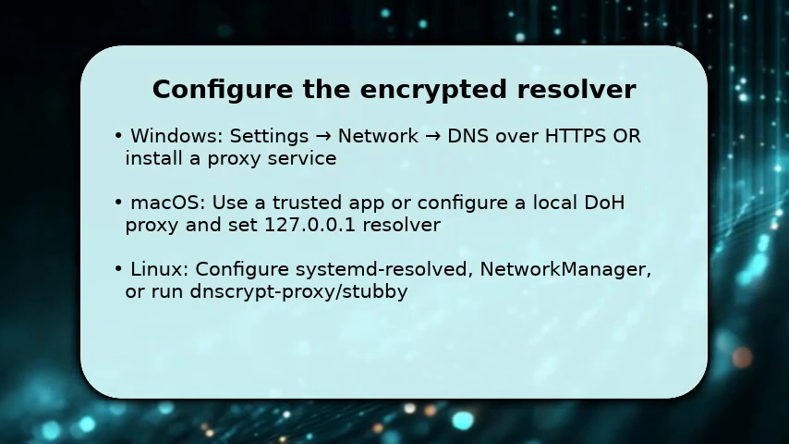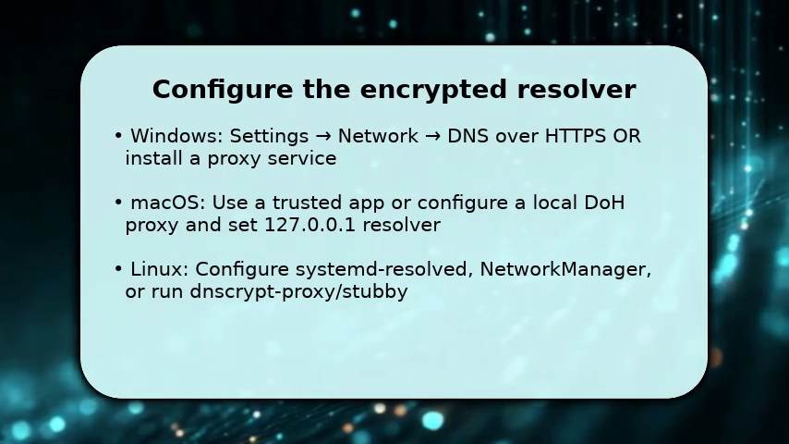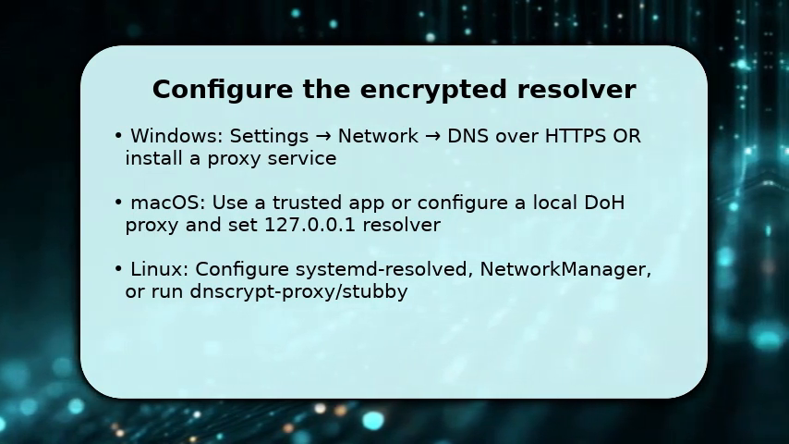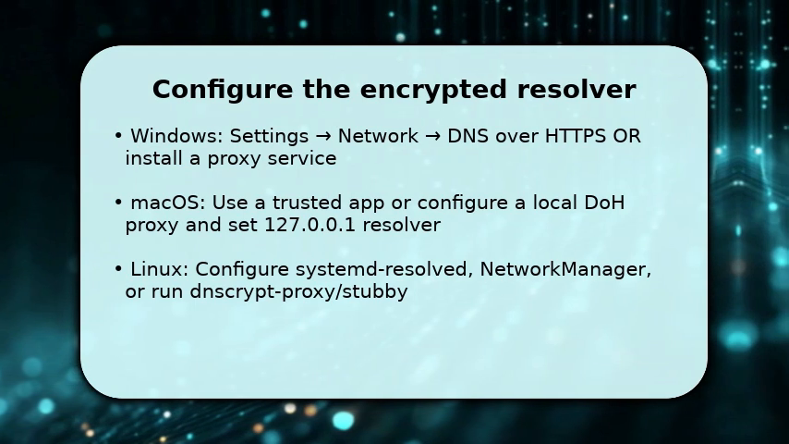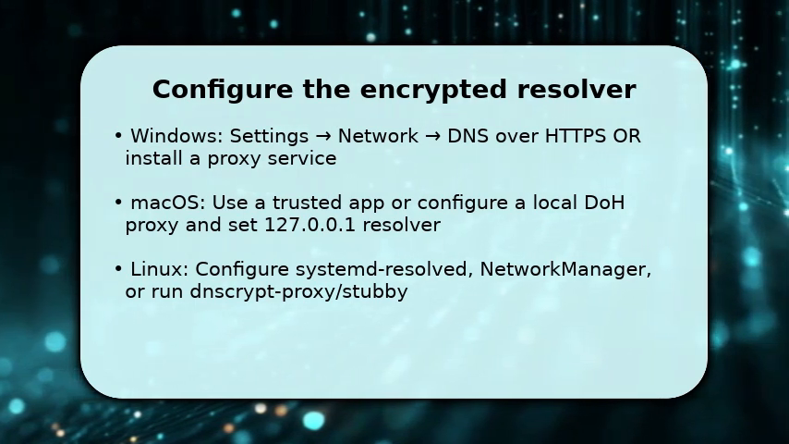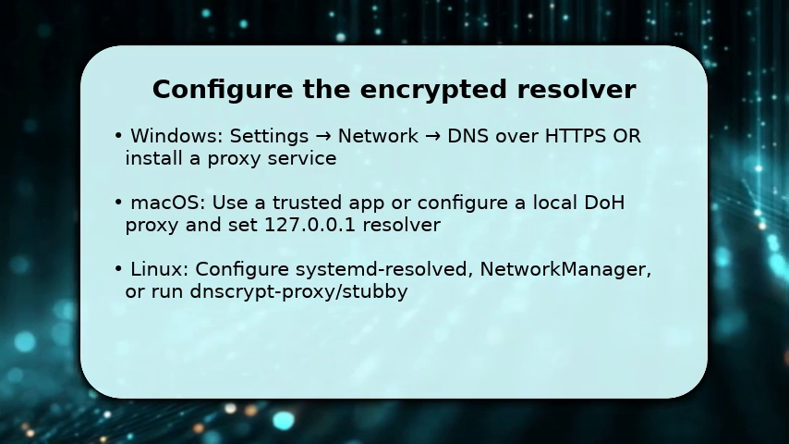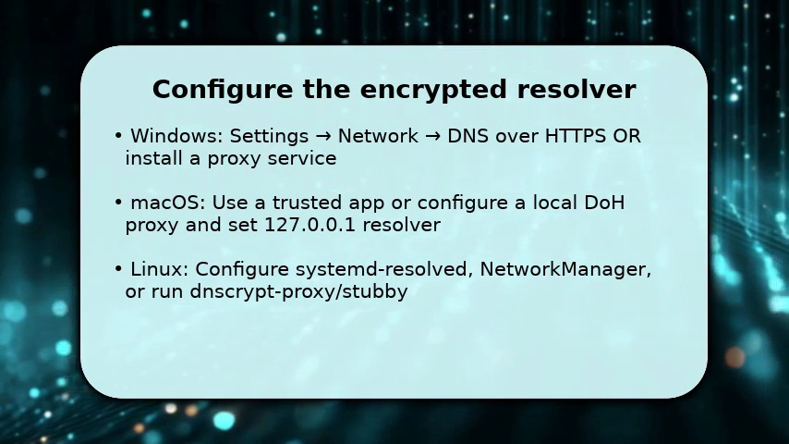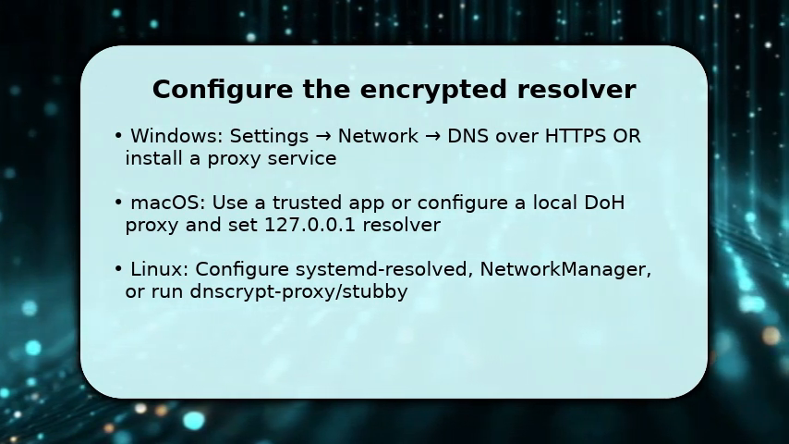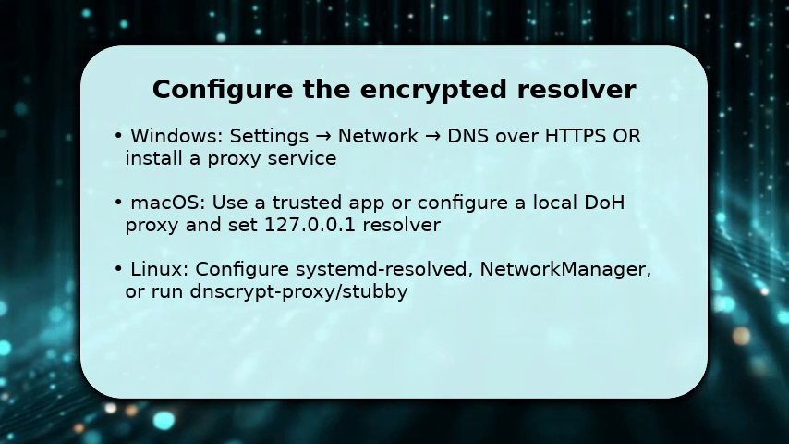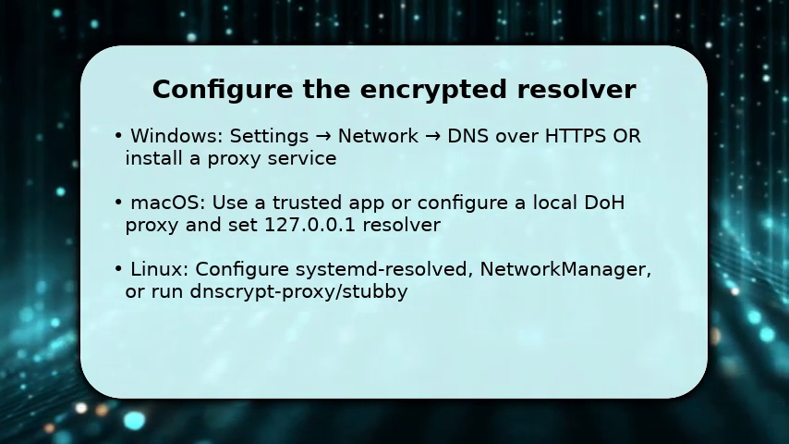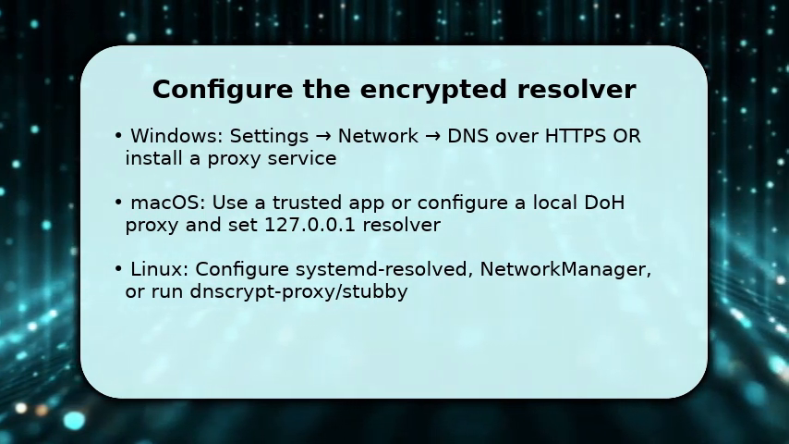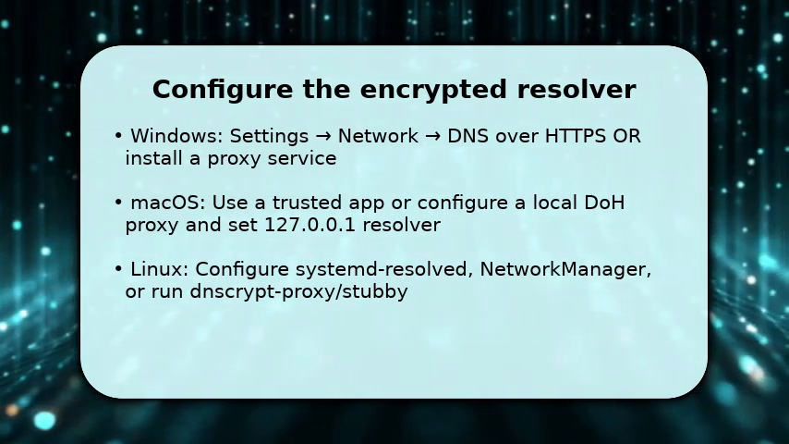On Windows, enable DNS over HTTPS in network settings or point to 127.0.0.1 if running a proxy. On macOS, either install the provider's app or run a local DoH proxy and change your network DNS to localhost. On Linux, edit systemd-resolved or NetworkManager settings to use the DoH/DoT endpoint, or run DNSCrypt proxy and set the system resolver to 127.0.0.1. Once done, restart the network service to apply the new resolver.